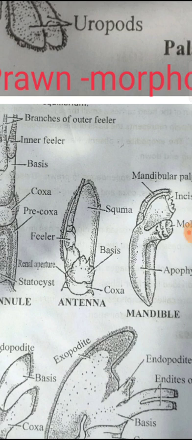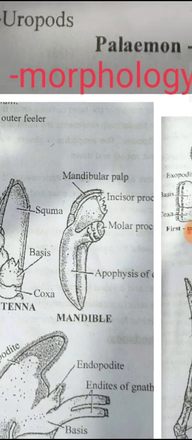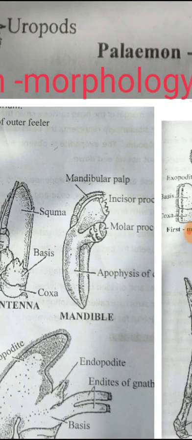These are the third pair of appendages in prawn. These are attached to the third segment. These are present on either side of the mouth. These are formed from the coxa and are hardened with calcium salt. The coxa comprises the apophysis and the head. This is the mandible. The head consists of two parts.